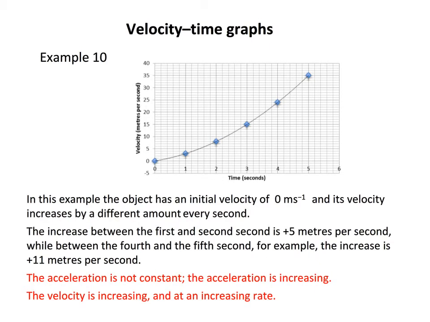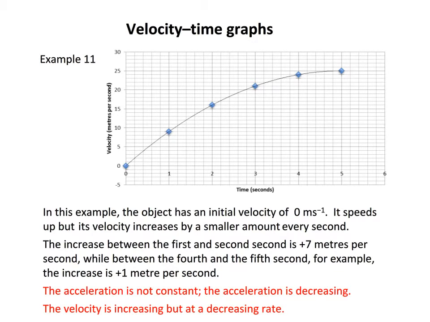In this example, have a look at what the graph tells us. The object has an initial velocity of 0 meters per second, and its velocity is increasing by a different amount each second. The increase between the first and second second is 5 meters per second, but if we look between the fourth and fifth second, the increase is 11 meters per second. So in this case, the acceleration is not constant, the acceleration is increasing. The velocity is increasing and at an increasing rate.